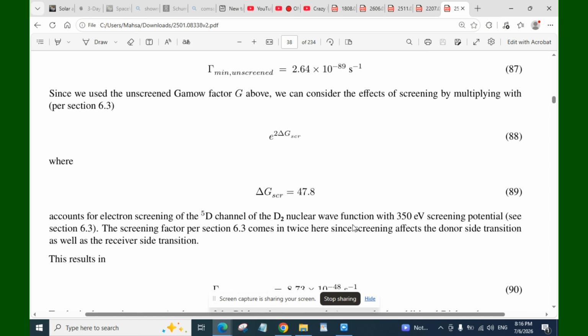Since we used the unscreened gamma factor g above, we can consider the effect of screening by multiplying with e to the power of 2 delta gamma screen, where delta gamma screen is equal to 47.8, which accounts for electron screening of the deuterium 5 channel of the deuterium nuclear wave function with the 350 electron volt screening potential.